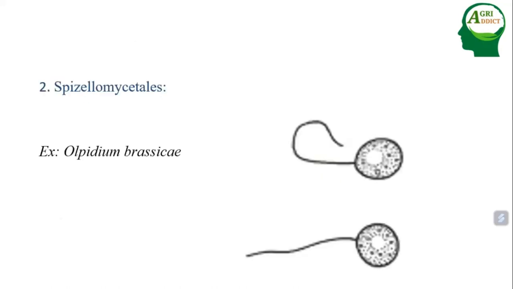And the Spizellomycetes. Here the whole thallus acts as a reproductive structure, which we call holocarpic. Some fungi will be eucarpic, which means only part of the thallus acts as a reproductive structure. But in Spizellomycetes, the whole fungus acts as a reproductive structure. A very good example is Olpidium brassicae, which is the vector for important viral diseases like Lettuce big-vein virus and tobacco necrosis virus.